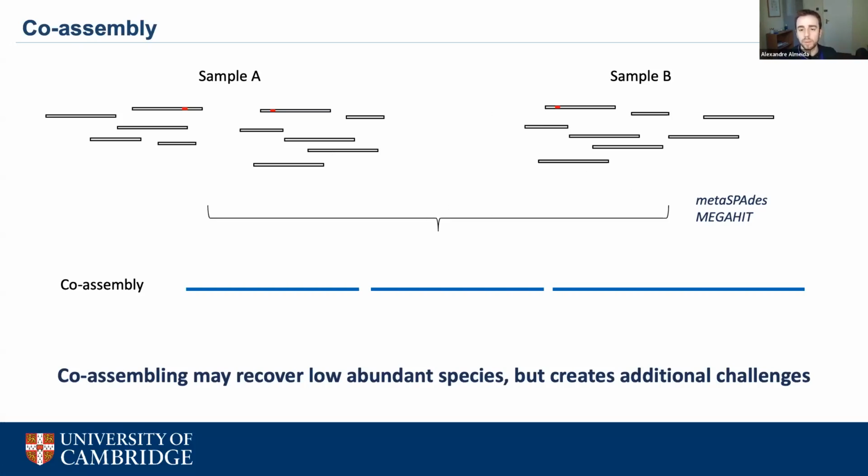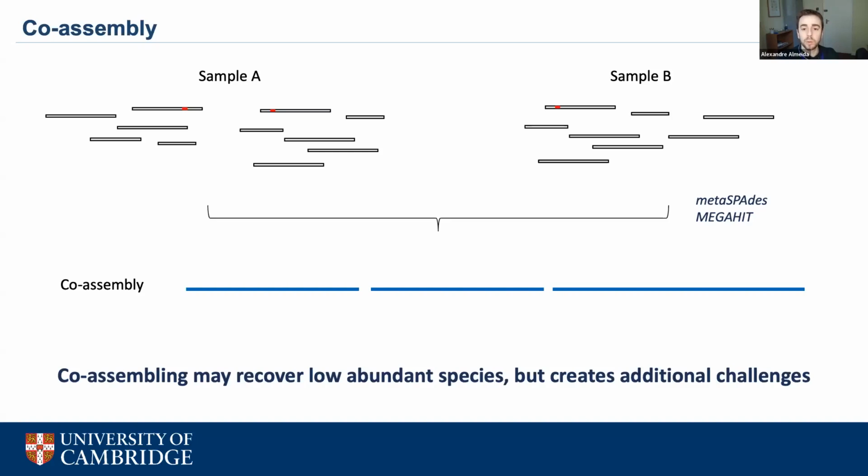Now, it's important to keep in mind that although co-assembly can help and can allow you to recover low-abundance species, it can also create additional challenges. If the samples that you're mixing, sample A and sample B here, are too distinct from each other and have very different strains and very different species, by joining them together you might actually be creating more problems and more fragmentation in the assembly, because you're going to add more variation in the assembly graph that is not going to be able to be resolved.